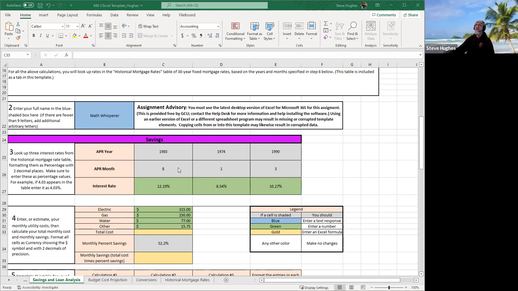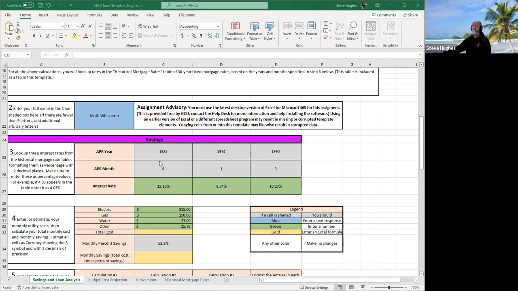All right, next thing, everybody, you're going to need to look up some rates of interest. Now, please check this out with me. Right down here, you see we have tabs. Those are the 4 tabs for our assignment. Obviously, we're on the savings and loan. We have the budget, cost projection, the conversion, and the third one right there is the mortgage rates.